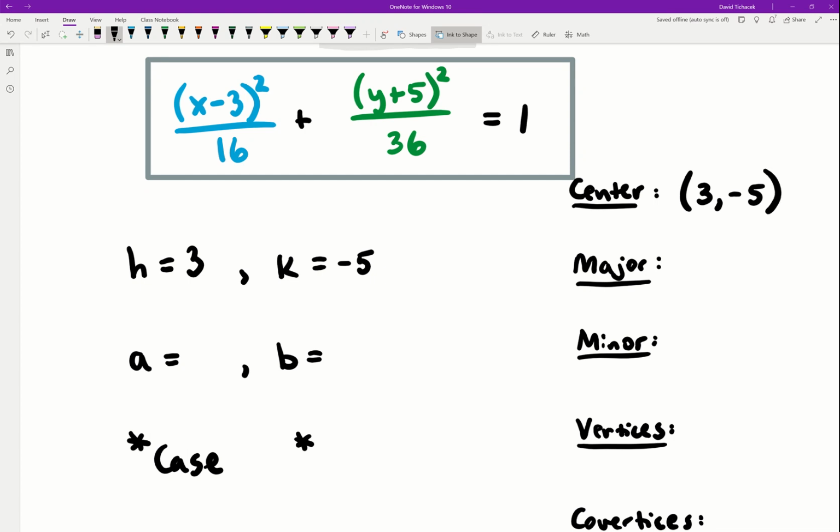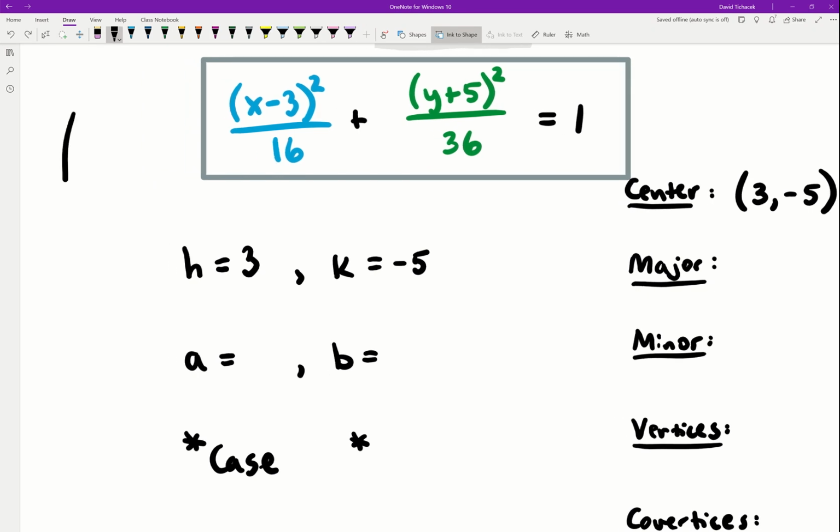Now moving on to a and b, we obviously are going to be looking at these numbers that come underneath, and we're going to notice here that 36 is obviously the bigger number, and that's sitting below y. And so what that's going to mean is that we're going to have more emphasis in the y direction, and so this is going to be an up and down looking ellipse whenever we go to draw it later, okay? And so that, of course, is going to mean that we have ourselves a case 2 looking ellipse, okay?